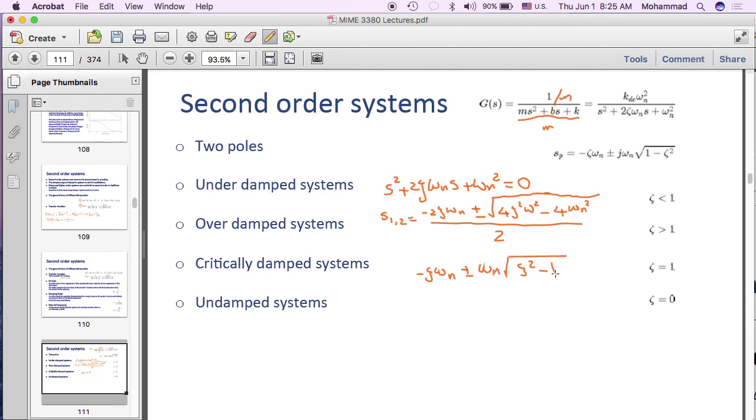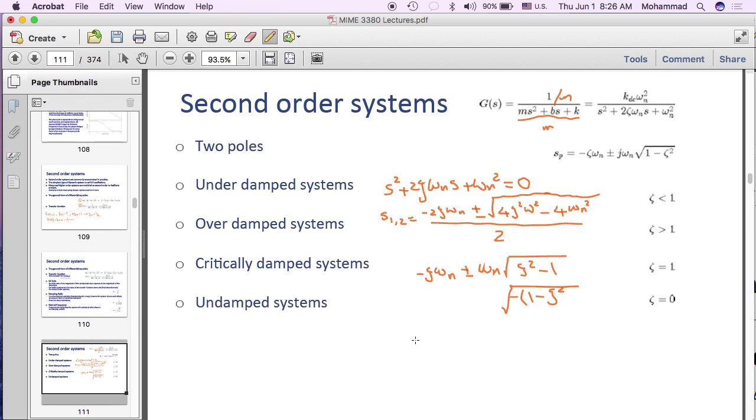So these are the two values of s that would make the denominator go to 0. Depending on what value we have for zeta and what value we have for omega n, these two values of s will make the denominator go to 0. Now, if I switch the place of zeta squared and 1, what am I doing? I'm basically factoring a negative 1 out. So if we say this is equal to minus 1 times 1 minus zeta squared. Can you see that zeta squared minus 1 is equal to minus 1 times 1 minus zeta squared? You basically are factoring a negative 1 out.